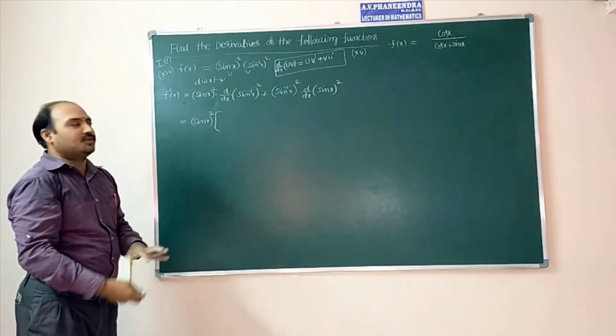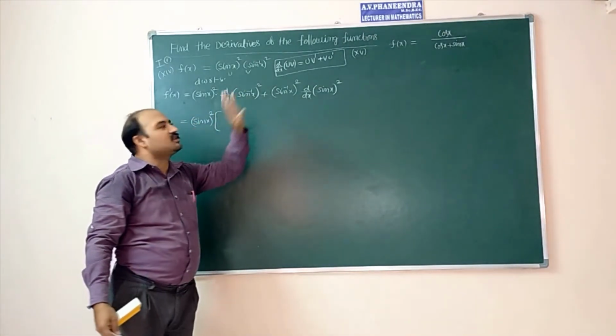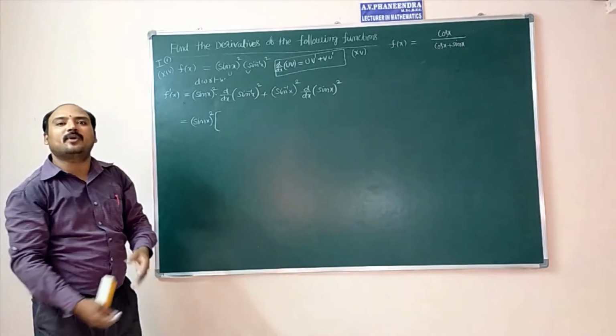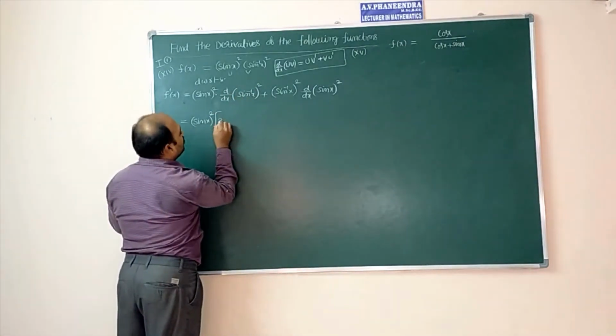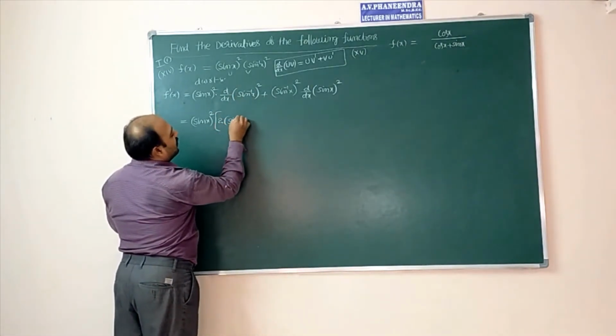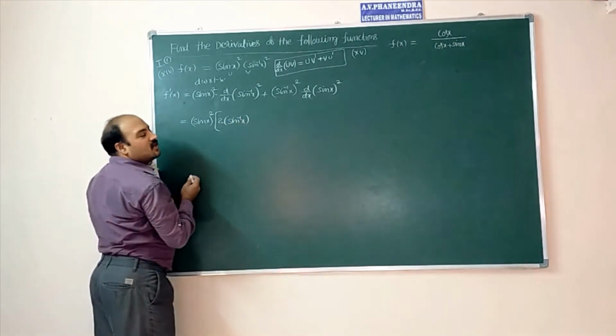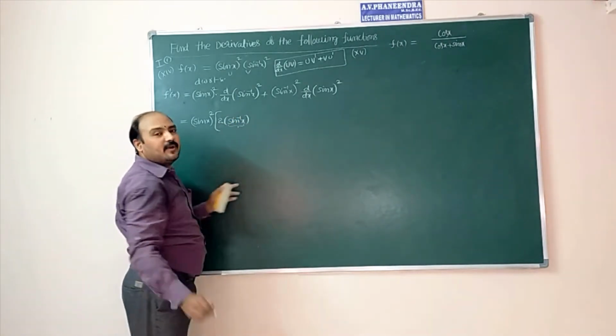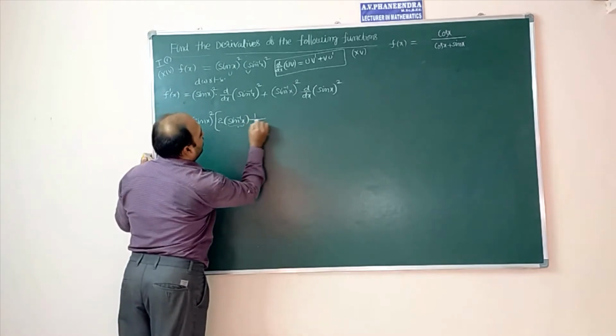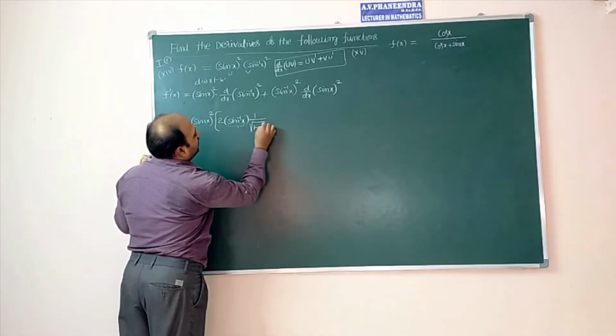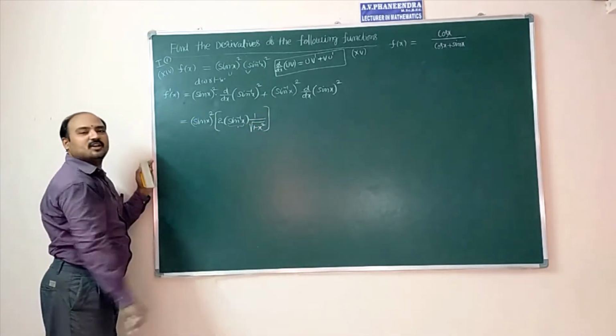Now come to the question. d/dx of (sin⁻¹ x)² is in the form of (f(x))ⁿ, so n·(f(x))^(n−1), that is 2·(sin⁻¹ x)^(2−1), no need to write. Again this function you have to differentiate: d/dx of sin⁻¹ x is 1/√(1−x²). This function's derivative is completed.